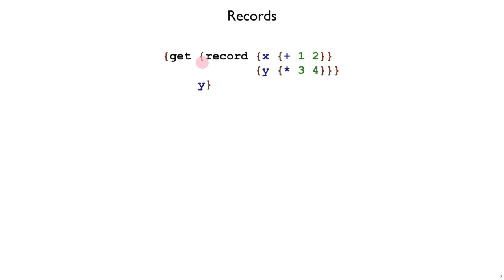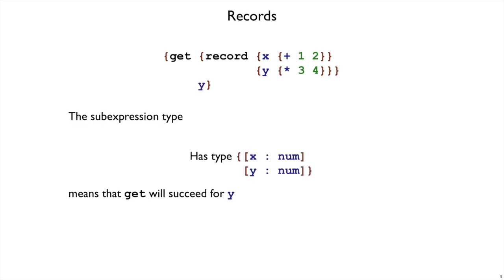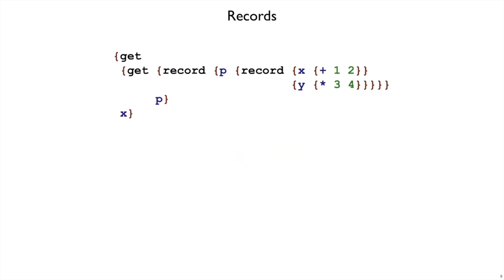When we have a get form, this will work, we know, because it's going to produce a record that has an x and y field, and then we're getting the y field. When we look at types, the reason we know that this get on y will succeed is that this record sub-expression has type x is num and y is num. And so we know just from that that get will succeed. We could replace this record expression with some other expression. As long as that other expression has this type, then get will certainly be able to get a y at runtime, and furthermore, the value that it gets will be a number.